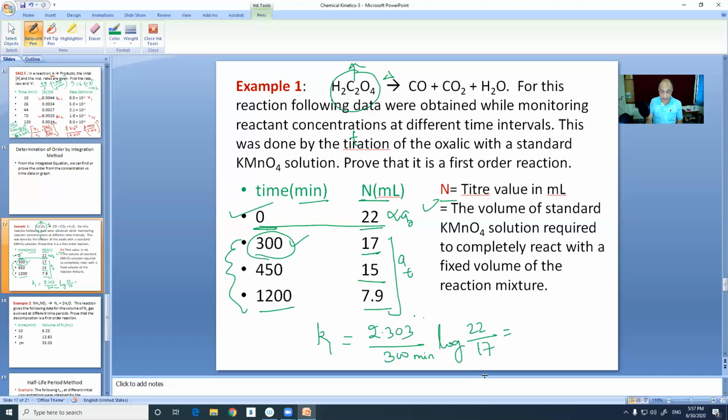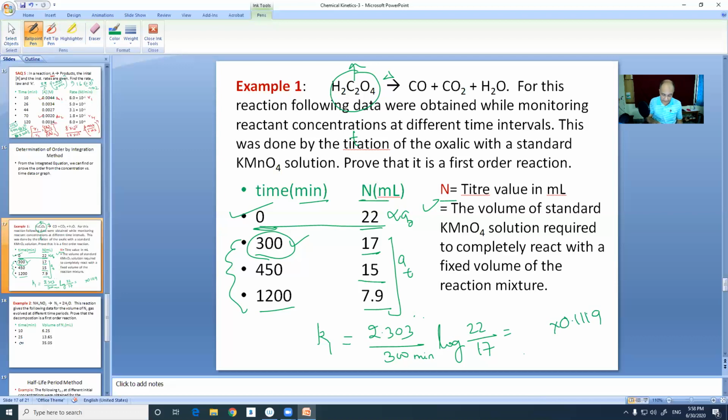That is coming 0.111. That means 1.119 into 10 to the power. No, it is not yet over. So let me write down this 2.3. This is 0.1119, and let us see what is the other value.